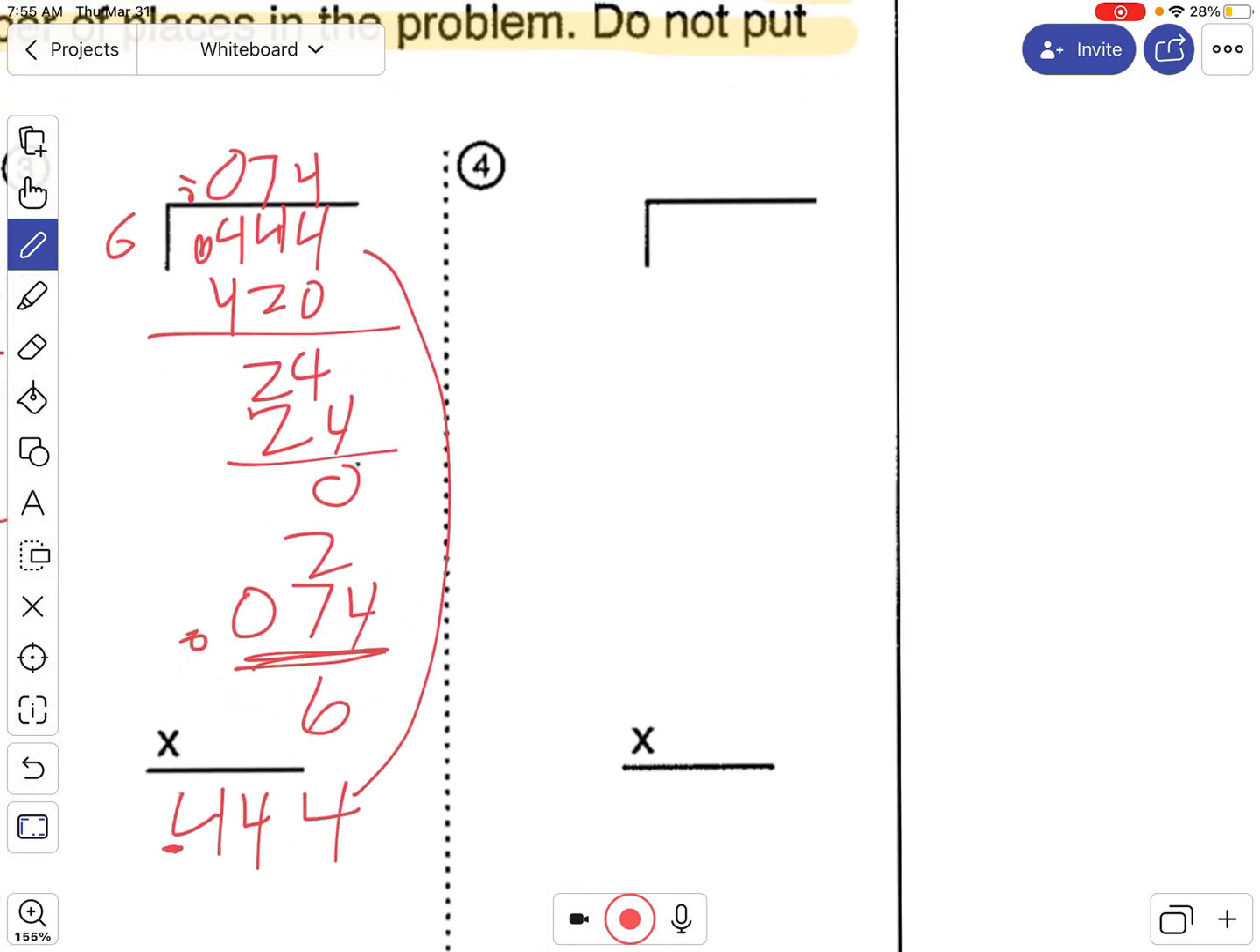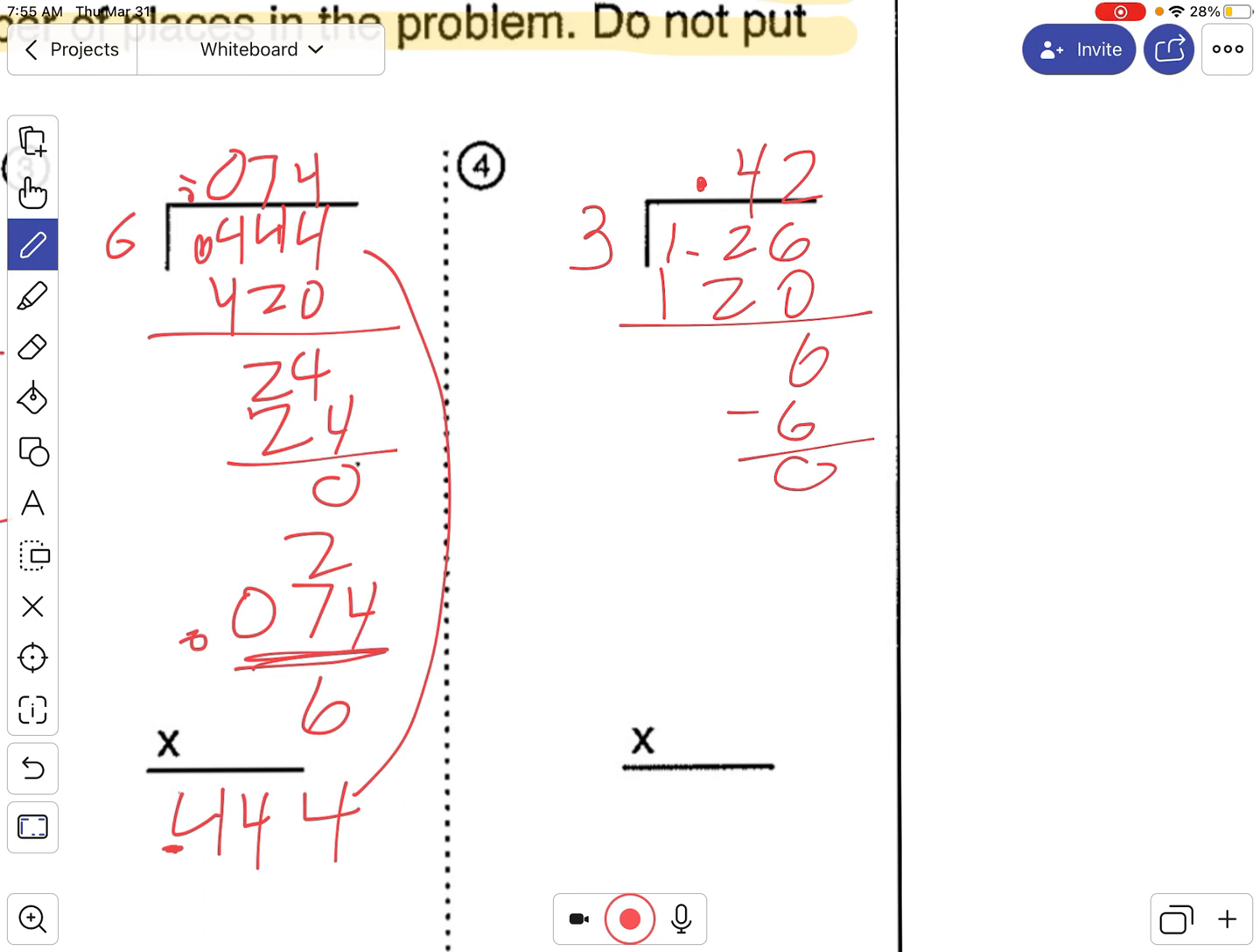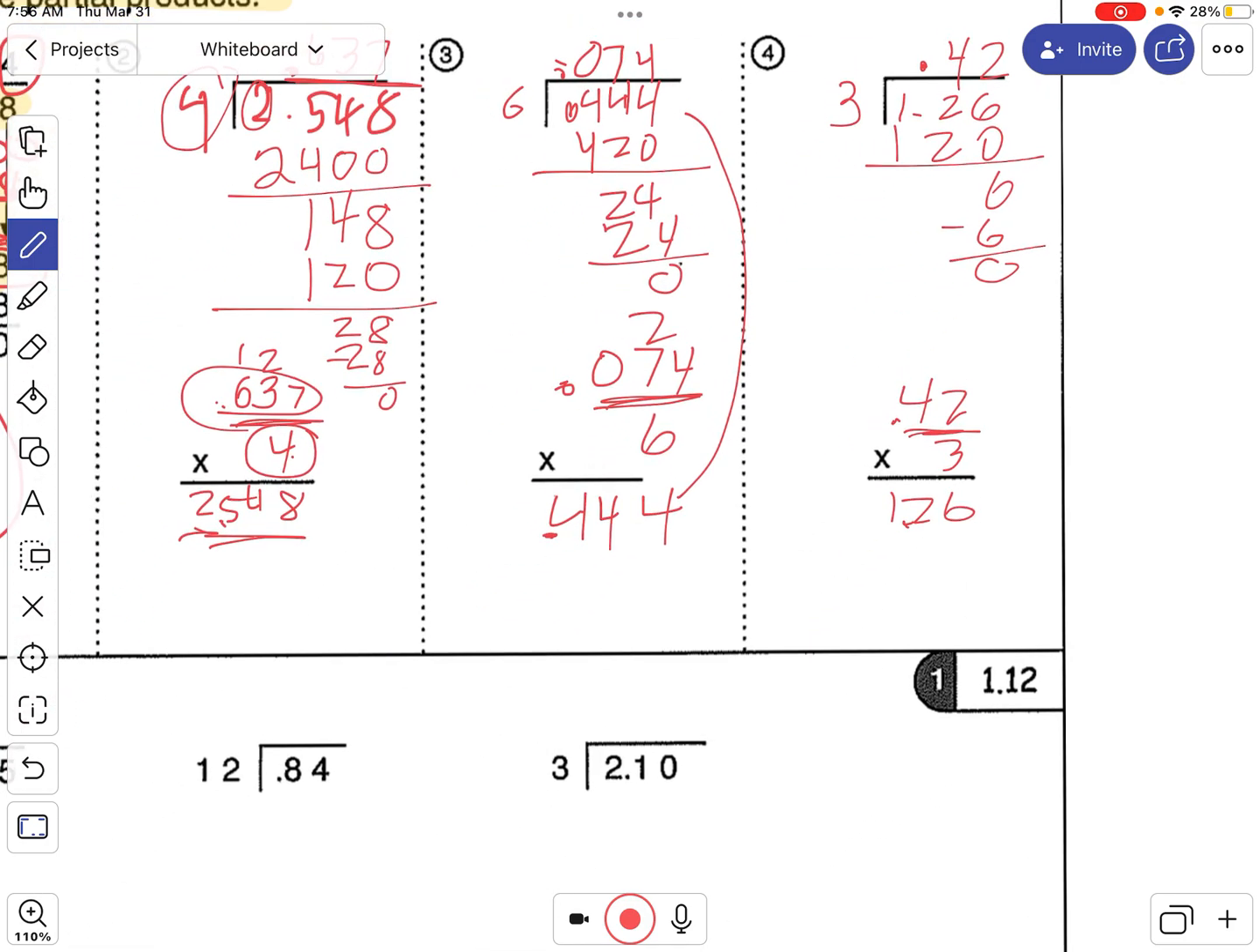Okay, the last one right here is going to be 3 for the divisor and 1.26 as the dividend. Pause the video and try it. Okay, got to put that decimal point right there. 3 goes into 12 4 times. That's 12. Subtract and get 6. 3 goes into 6 2 times. 2 times 3 is 6. And now we're going to do 42 hundredths times 3. 3 times 2 is 6. 4 times 3 is 12. And notice there's 2 spots after the decimal here, 2 spots after the decimal in the answer, 1.26.